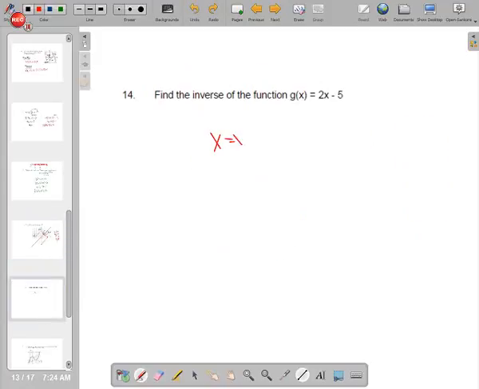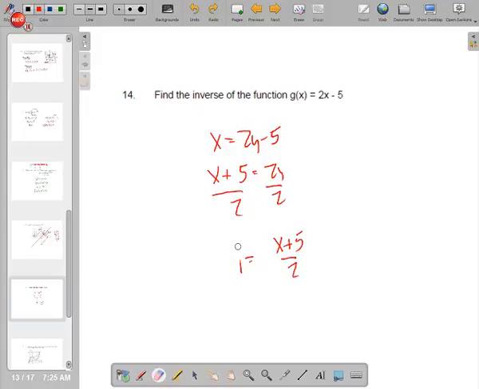Find the inverse. Again, we're flipping x and y. Whoa, that's not a line. x equals 2y minus 5, and I'm going to solve for y: add 5, divide by 2. So y equals (x plus 5) over 2. But again, when we're finding inverses, we should write it as such. This is the inverse of g, so g inverse of x equals (x plus 5) over 2.